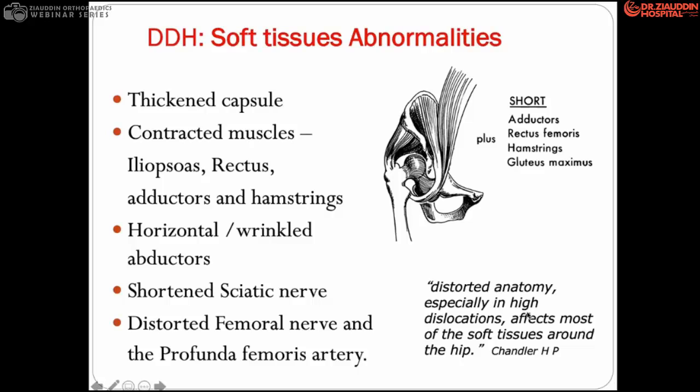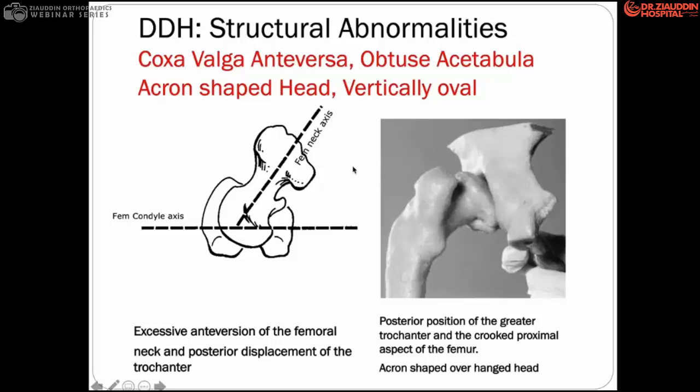Distorted anatomy usually affects the soft tissues and bone. Mostly shortened are the adductors, which is here, adductor longus, rectus femoris, and hamstrings, because they arise from here and go to the femur there, and the glutea. Then, as the age increases, there are bony changes, because the head is out. Normally a child is born with 170 degrees of anteversion and coxa valga. This reduces when the head is inside the acetabulum, but when it is out, it does not reduce, and it continues as coxa valga. When there is coxa valga, there is anteversion as well.